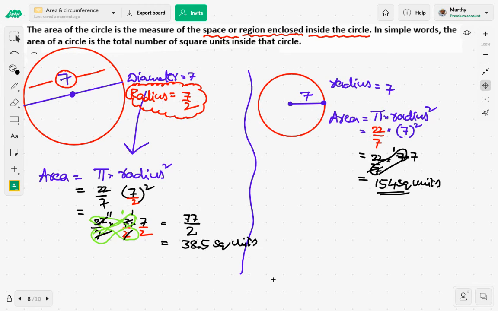So you have to be careful. Once again, I'm repeating, check whether the given question contains the diameter or the radius. First, you have to check twice before you dive into working on your question. Okay, questions on this?